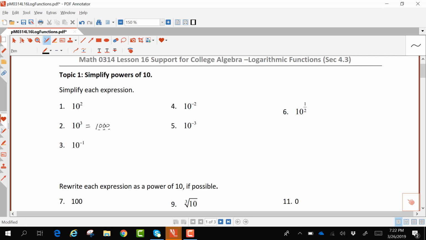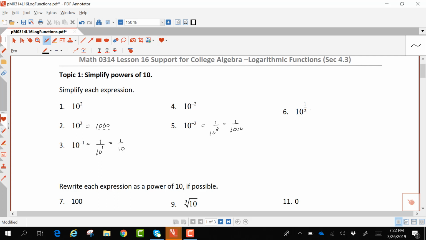If you look at a negative exponent, we can make a negative exponent positive by simply moving 10 to the bottom of the fraction. So that would make 1 over 10 to the positive 1 power, or just 1/10. The same would hold true on number 5. You could rewrite this as 1 over 10 cubed, which would then be 1 over 1,000.